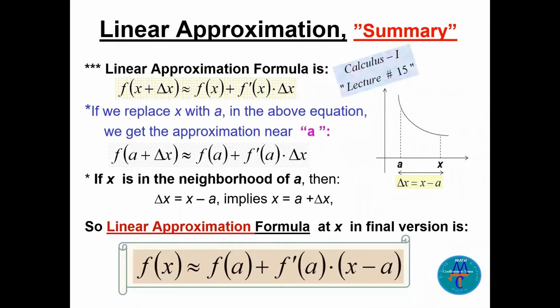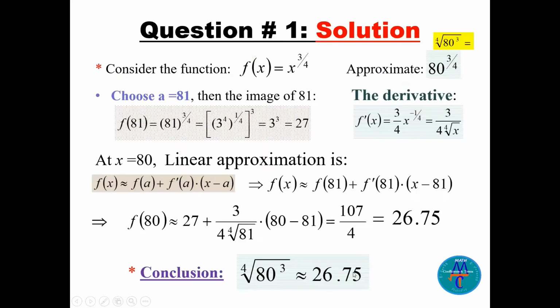You can look at lecture 15 in Calculus 1, where we have the summary on this slide. If we need to approximate linearly, it will be f of x at the number x, approximately f of a plus f prime of a times x minus a. So let's start here. We need to approximate 80 to the power 3 over 4.